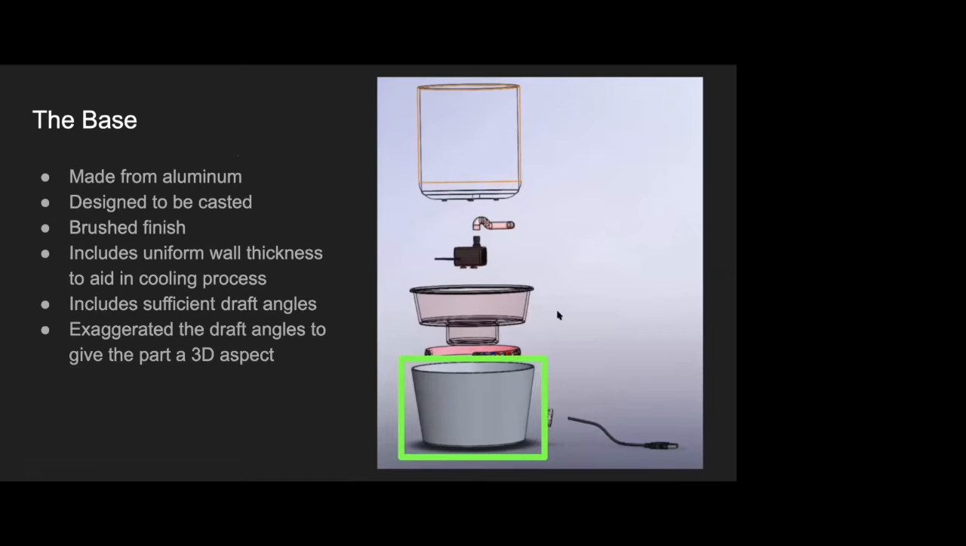So a little bit about the components. First, this base is made out of aluminum, and I made it to be cast with some post processing and a brushed finish. I incorporated uniform wall thickness to help with the cooling process in the casting manufacturing process, as well as some draft angles. I wanted to exaggerate those draft angles and give this a tapered look. I didn't want it to be a straight cylinder. I wanted to add a little bit more to that.